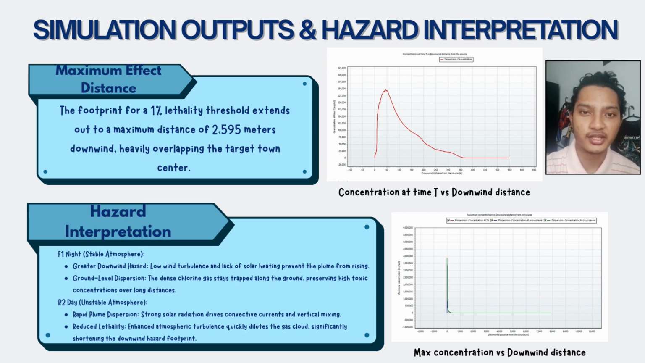During the F1 night, a lack of solar heating and low wind turbulence trap the dense chlorine gas close to the ground, preserving lethal concentration over long distances. However, during the B2 day, strong solar radiation generates thermal turbulence and rapid convective mixing. This actively dilutes the toxic cloud, significantly shortening the downwind hazard zone and reducing overall lethality.